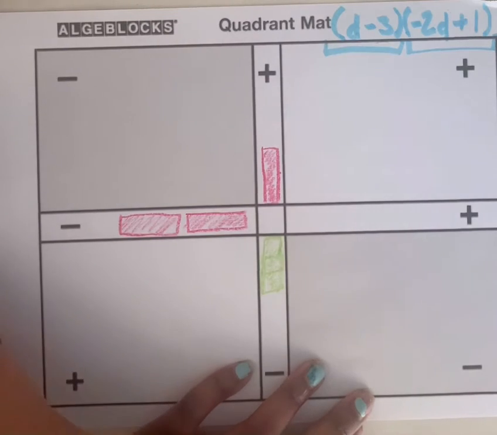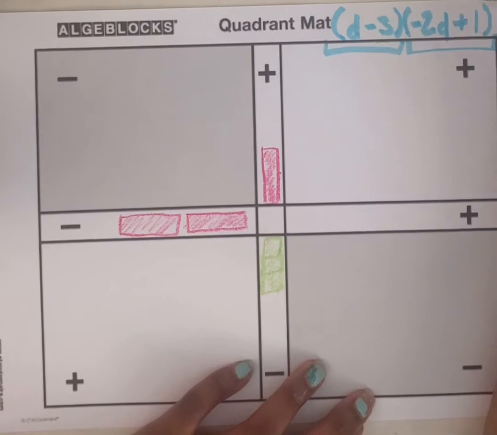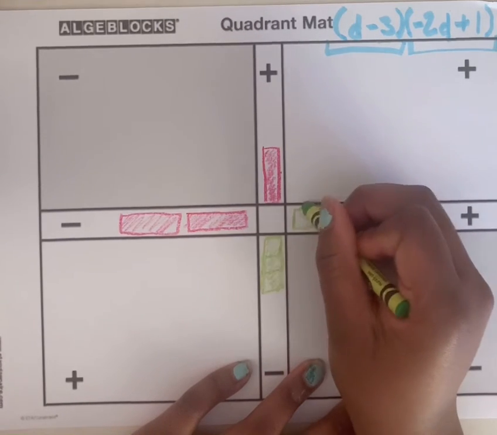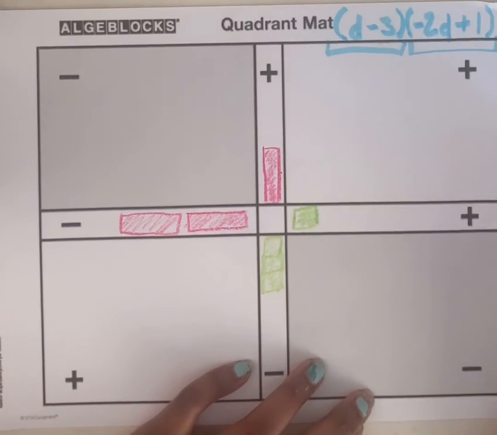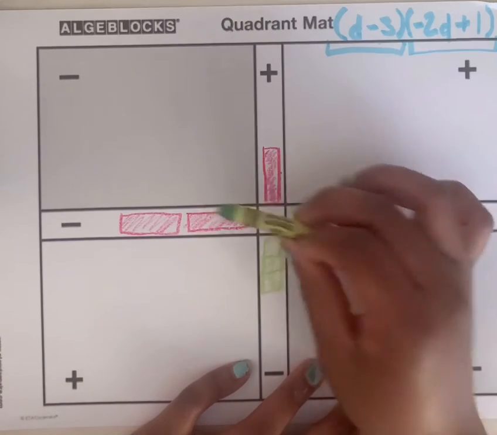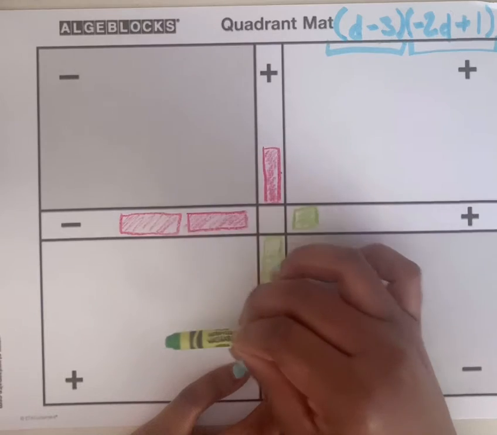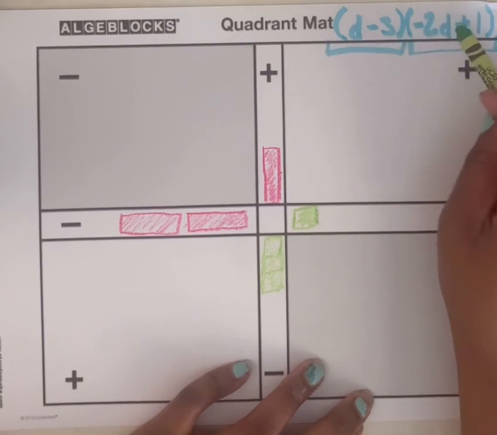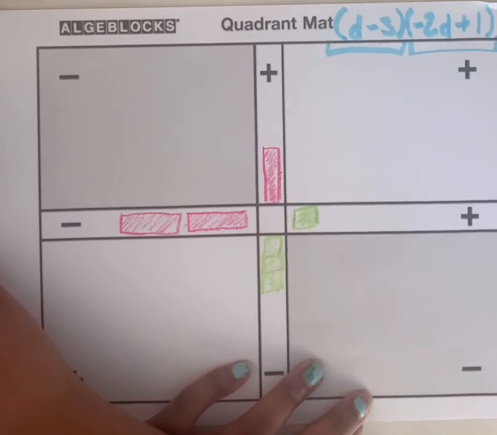Perfect. And now for the second part, which is just a variable here, so we just have 1. I'm going to color that in. Okay, perfect. And now we're going to color each section in to represent the multiplication of the constants and the variable that are in our equation here.